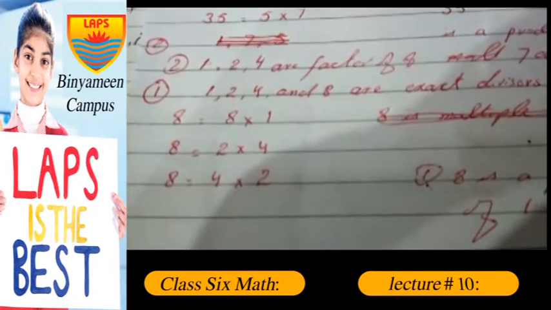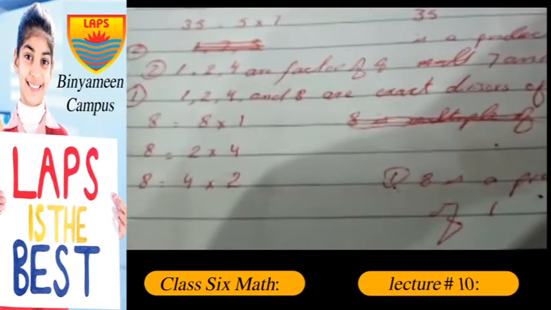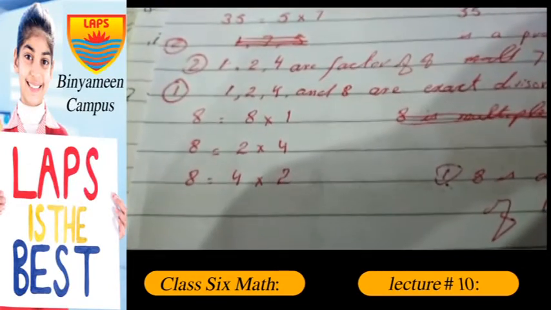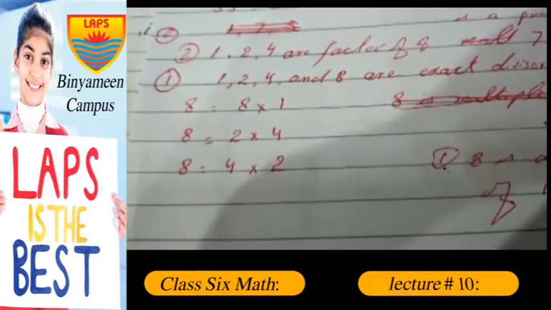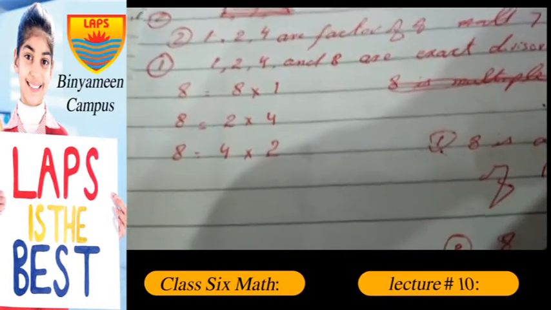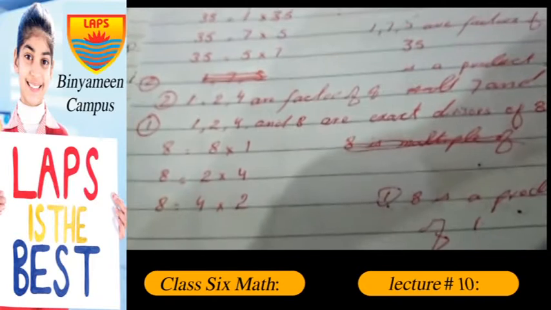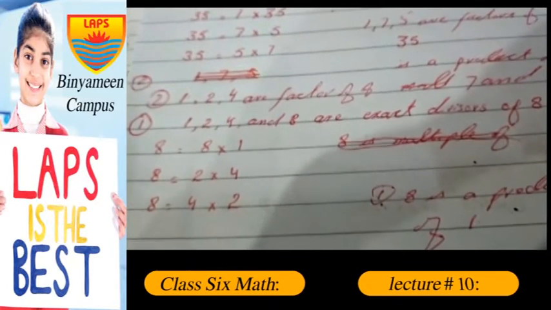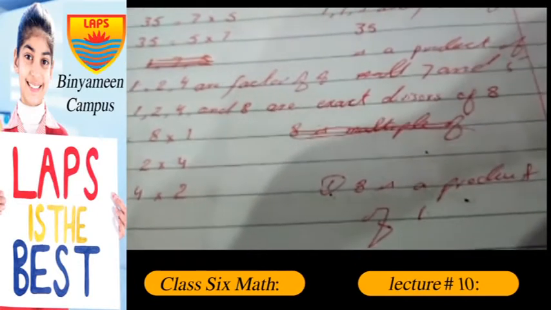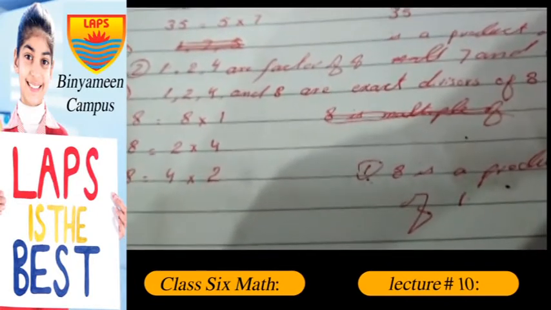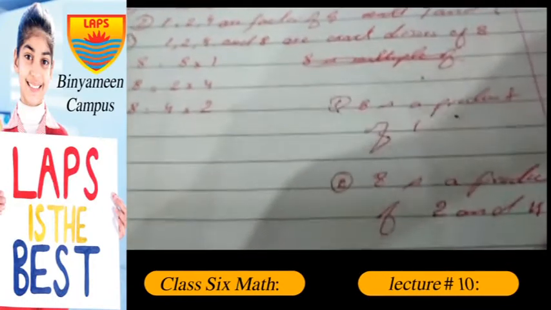Consider 8. 1, 2, 4 and 8 are exact divisors of 8. 8 is a product of 8 and 1. 8 is a product of 2 and 4. 8 is a product of 4 and 2. 1, 2 and 4 are factors of 8. 1, 2, 4 and 8 are the exact divisors of 8.